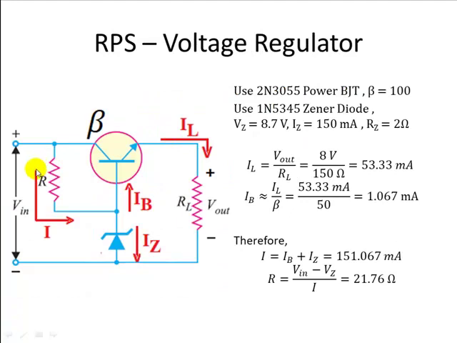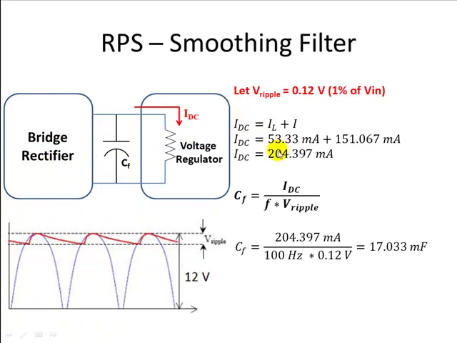In the previous slide, the current that should come into the voltage regulator is I plus IL. So I plus IL is the current that should enter into the voltage regulator. If I calculate that value, I'll get 204.397 milliampere, because load current is 53.33 milliampere and I that we calculated in the previous step is 151.067 milliampere. So the total current that should enter the voltage regulator is 204.397 milliampere, which I have represented as IDC.